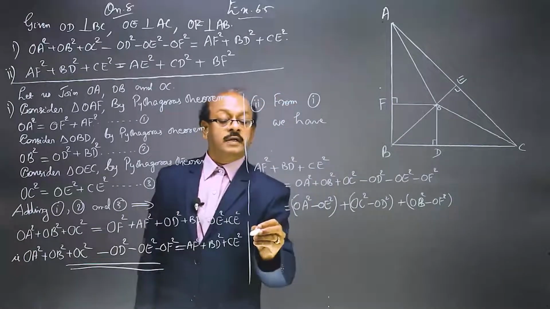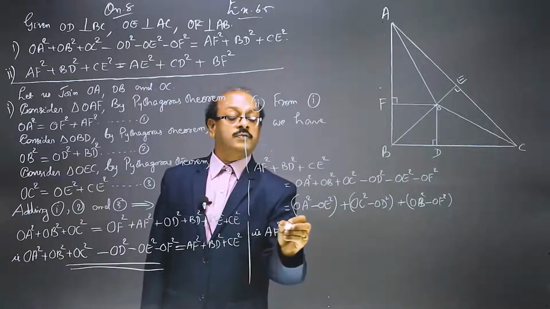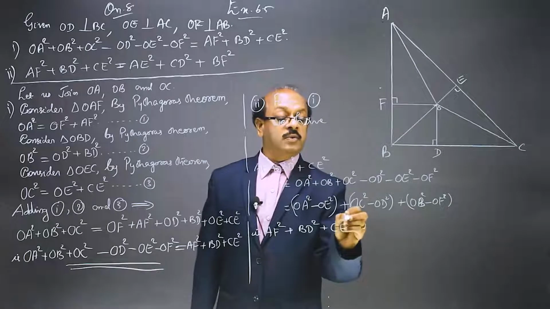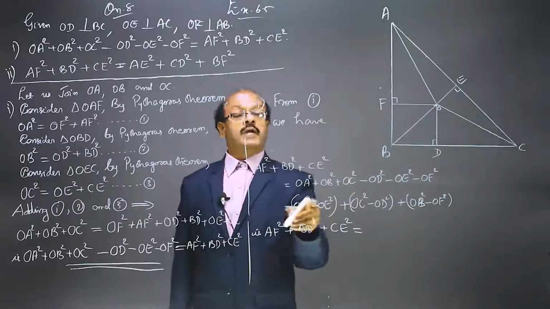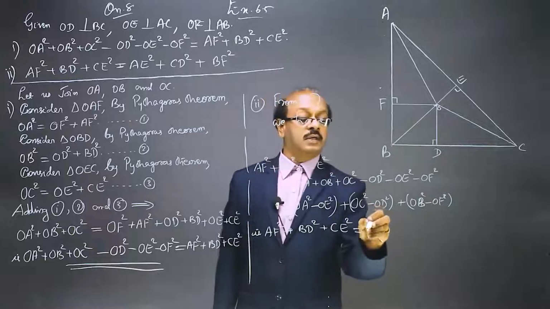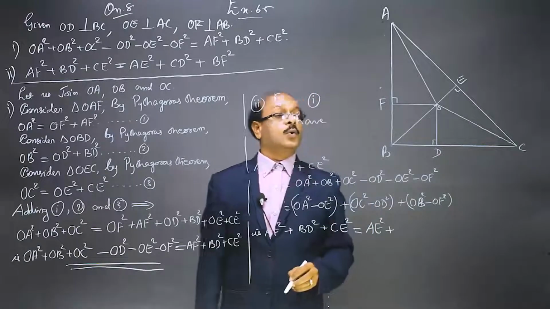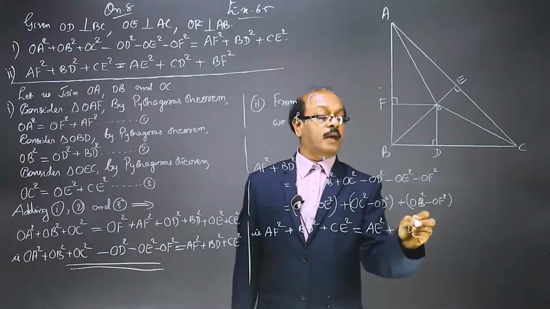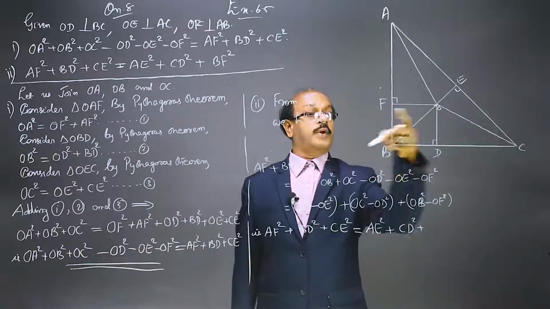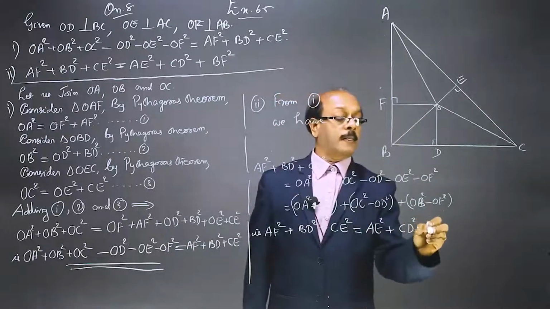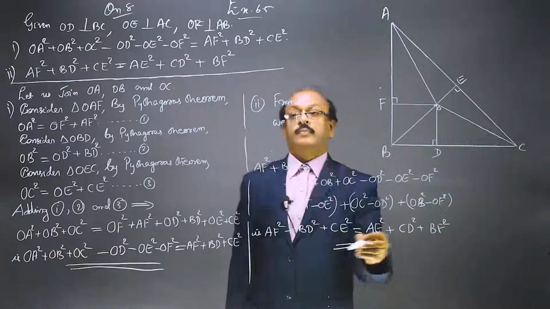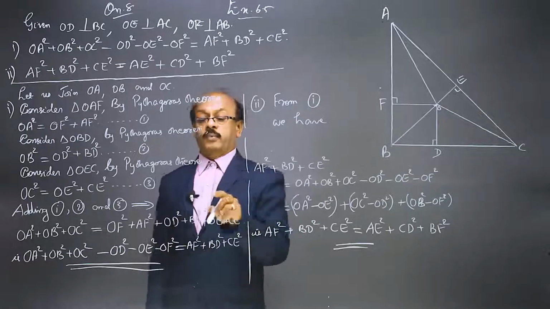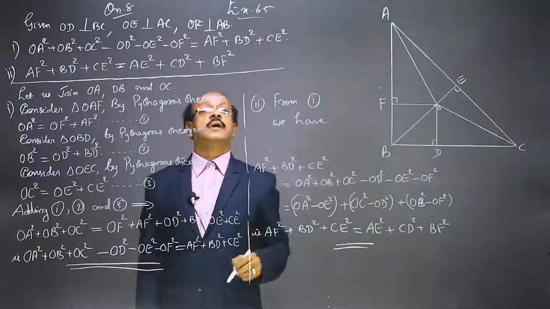So the result is AF square plus BD square plus CE square is equal to, from the figure, OA square minus OE square, which is equal to AE square, plus OC square minus OD square, which is equal to CD square, and OB square minus OF square, which is equal to BF square. Thus, we are getting the result of the second part from the first part itself.